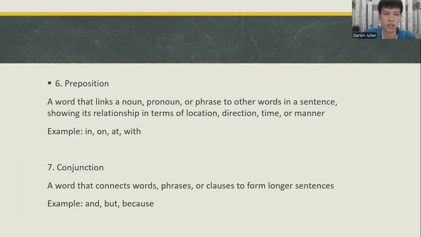Seven is conjunction. Conjunction is a word that connects words, phrases, or clauses to form longer sentences. Common examples include and, but, because, which join parts of a sentence to express relationship like addition, contrast, or choice.